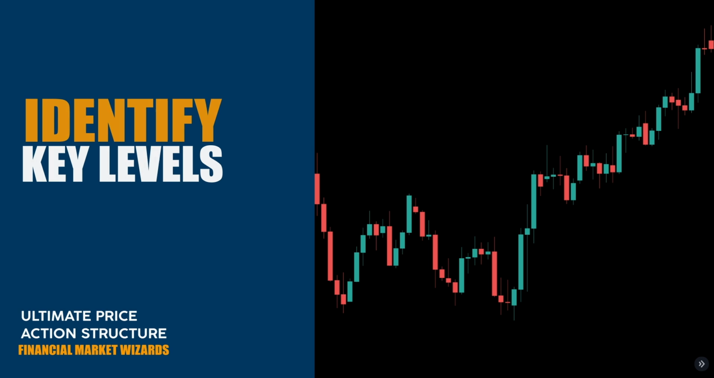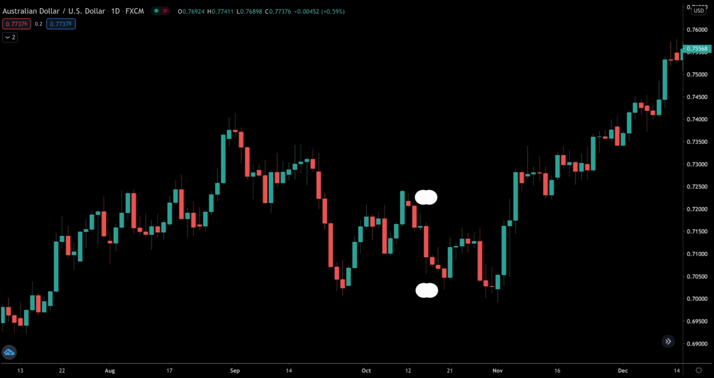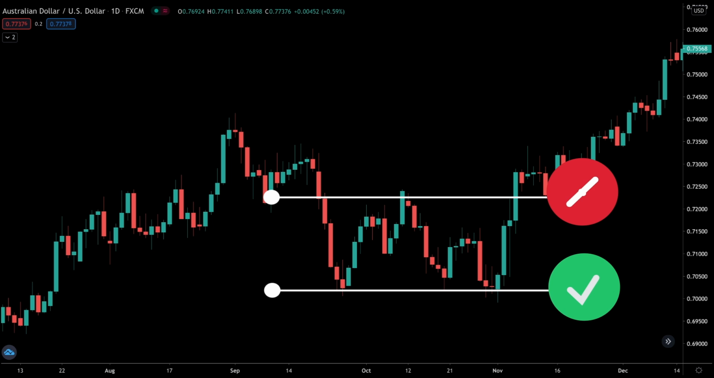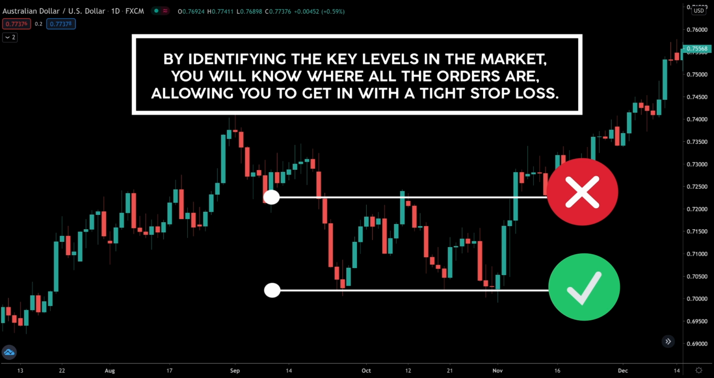How can one identify the best key levels to trade off from? This is a question every single trader should be asking. And if you are not asking yourself that, then you should be. Because by identifying the key levels in the market, you will know where all the orders are, and that allows you to get in with a small stop loss.